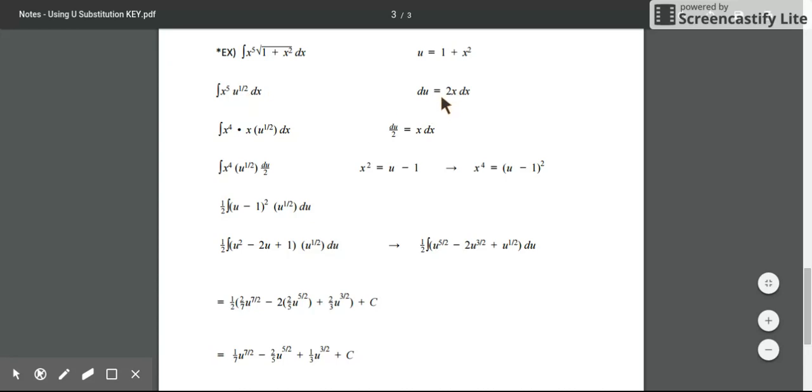I can substitute an x dx. So if I just change x to the 5th to x to the 4th times x, then I can actually substitute x dx. So solving for x dx, I just divide both sides by 2. And now I can substitute x dx for du over 2. But I still have this x to the 4th. I need to get it in terms of u.